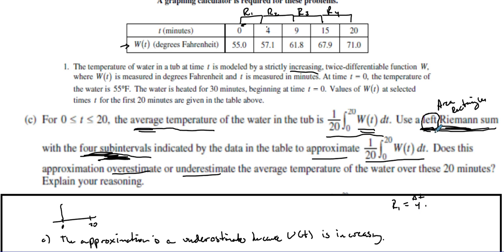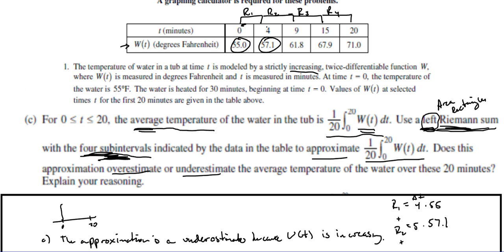Times the height, with a left Riemann sum. On this first one, which do we use for our height? The height is going to be the left side value, which is 55. We're going to add that to our second rectangle, where delta t is 9 minus 4, so delta t is 5. And then the left side of this rectangle is going to be 57.1.